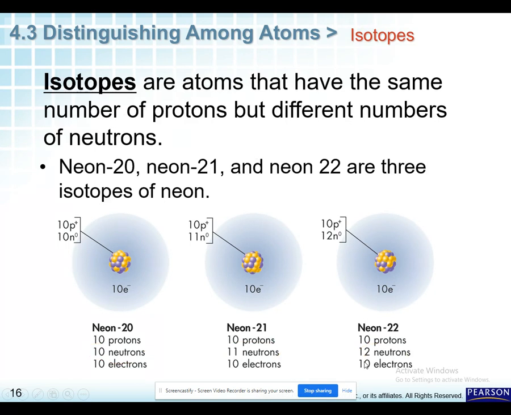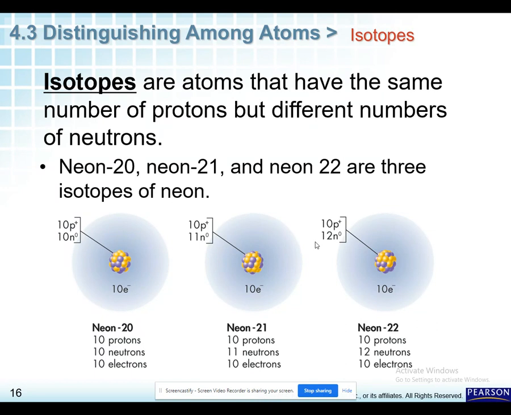Okay. So isotopes are actually defined as atoms that have the same number of protons, but different numbers of neutrons. So again, protons are the same, but neutrons are different. So here, neon 20, neon 21, and neon 22 are 3 different isotopes of one element. Okay.